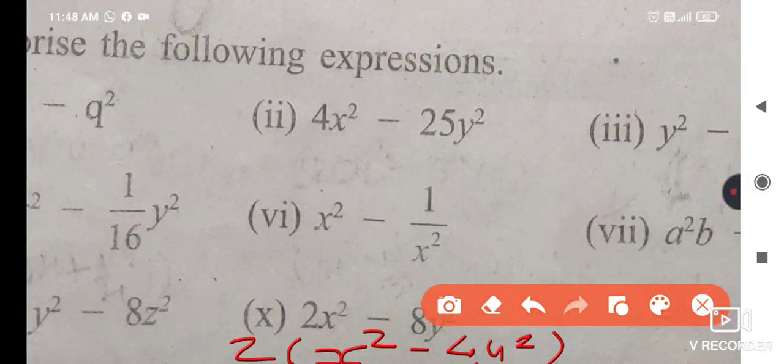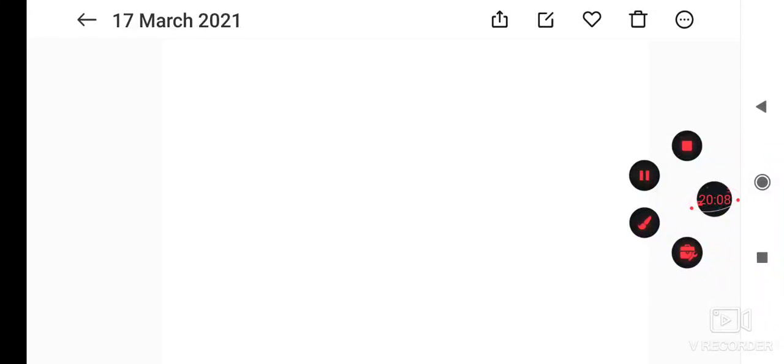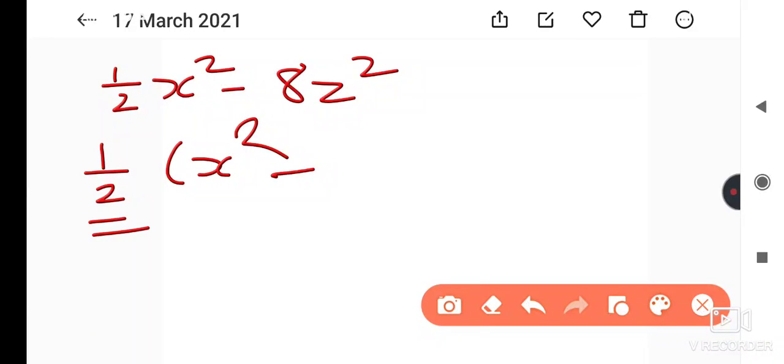Now here, wait, I will show you this. From problem set number 53, I will show you the last, 9th and 10th, questions. So here 1 upon 2 x square minus 8z square is the question. How to solve this example? To solve this, what is common between them? 1 upon 2 is common. How, I will tell you. So 1 upon 2 comes outside the bracket, so here remains x square. Now what about 8? Half we take outside. So 8's half is 4 and z square.